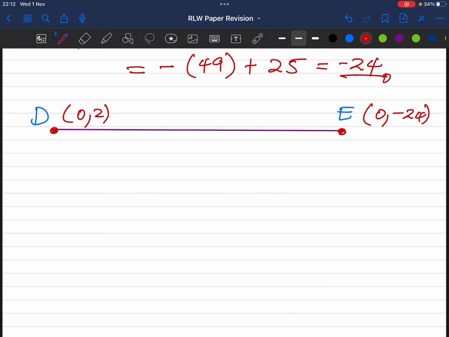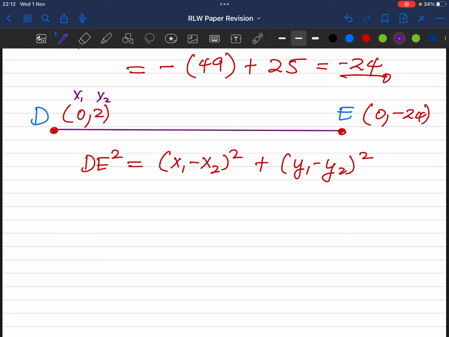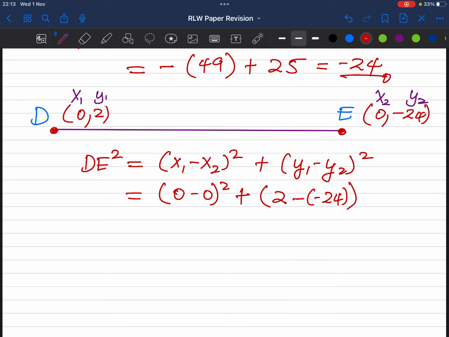I'm going to use the distance formula. DE squared is equal to (x1 minus x2) all squared plus (y1 minus y2) all squared. So let us name this one x1, this is y1, this is x2, this is y2. I am making a lot of mistakes today. Now if you proceed with this one, my x1 is 0, then my x2 is just 0 again, plus my y1 is 2, my y2 is minus 24, all squared.